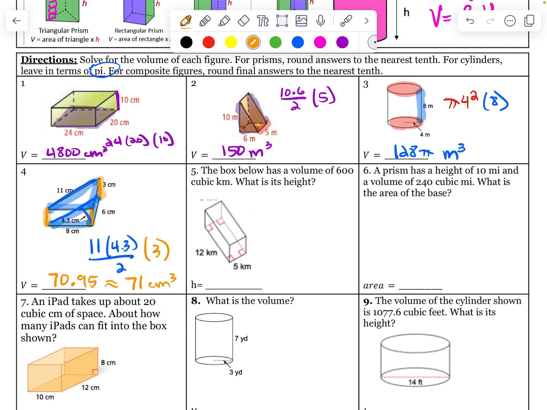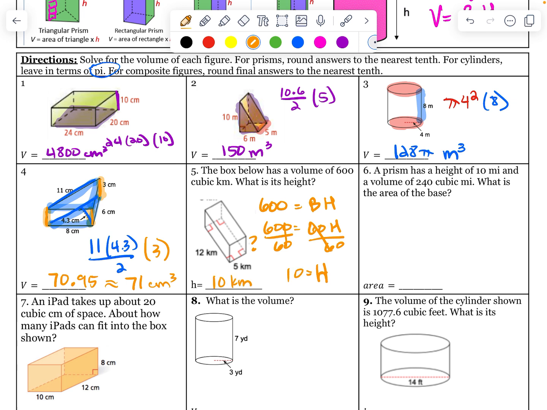The box below has a volume of 600 cubic kilometers. What is its height? So we are looking for the height. We know the volume is 600, and it's going to be the area of the base times that height. The area of the base is 12 times 5, or 60. Divide both sides by 60. That height is 10 kilometers.